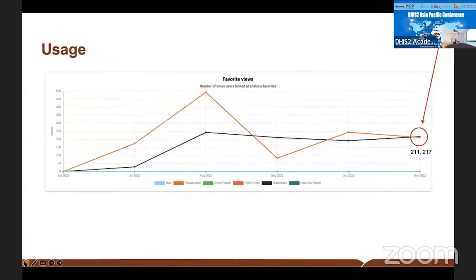Thank you. As we can see, most of the users are using the visualization to look at the data. And I would just like to know more: in August, the number of users is very high, and then going to September, we see that the views of the data by users are down. So what happened in September? Yeah, thank you so much.